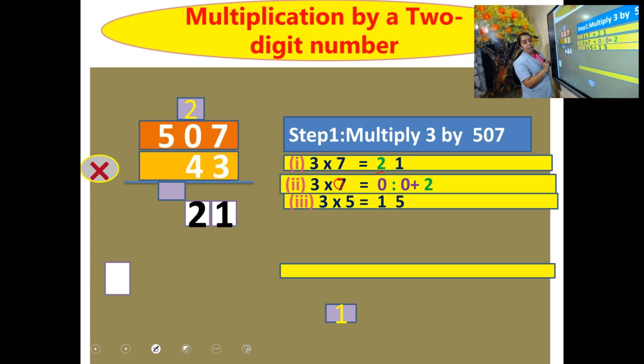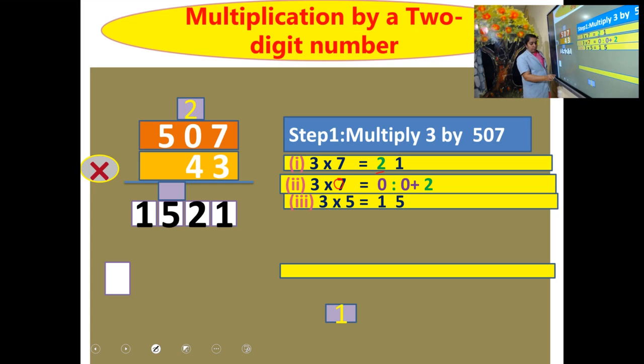3 5s are 15. So where do you write 15? 5 in the hundreds place and 1 in the thousands place. So that means our step 1 is over. We wanted to multiply 3 with all the digits in the 507. So first step is over.